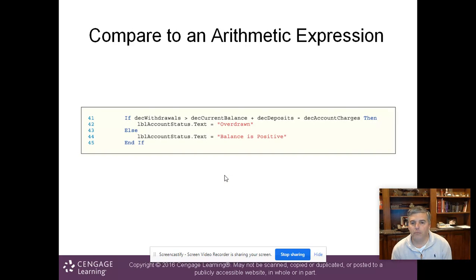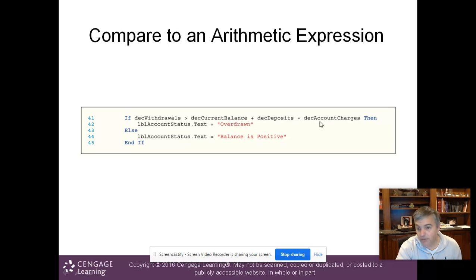You can also compare complex arithmetic operations. In this example, we're saying if debit withdrawals is greater than the current balance plus deposits minus debit account charges, then we display our account status as overdrawn. Otherwise, we display our account status as balance is positive.